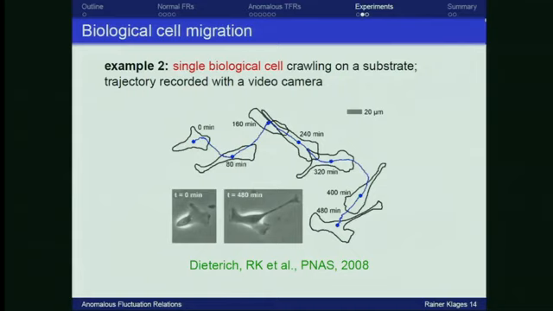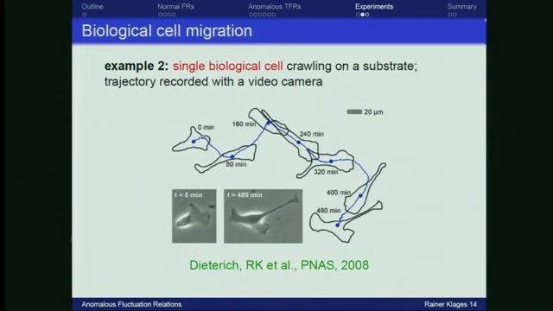Now, finally, example 2, a real experiment, in fact, something we are busy with ourselves. We study cell migration. What you can do is you isolate a single cell out of a biological organism, put it on a substrate, and then typically the cell crawls. And you can record the trajectory of the crawling cell by a video camera, as you can see here. And you define the center of the cell suitably at different times and plot the points, and then you get this trajectory of a moving cell.